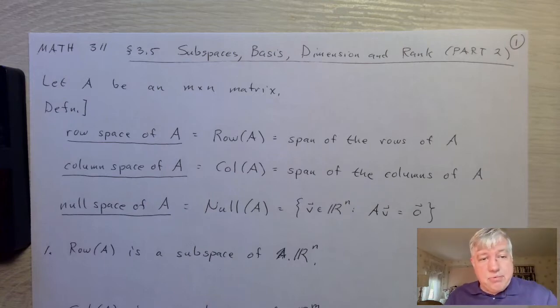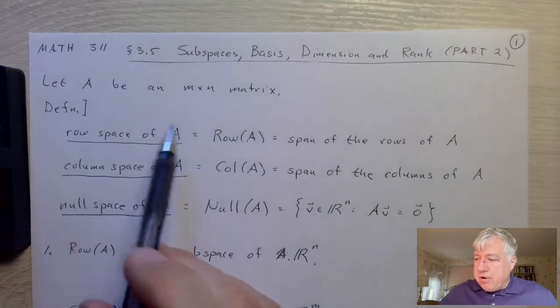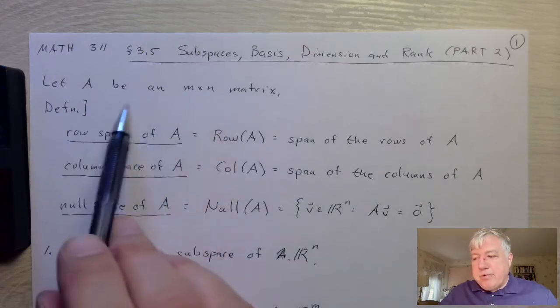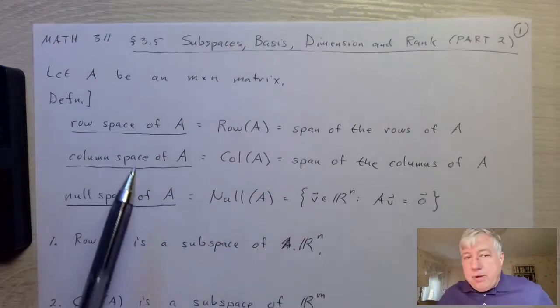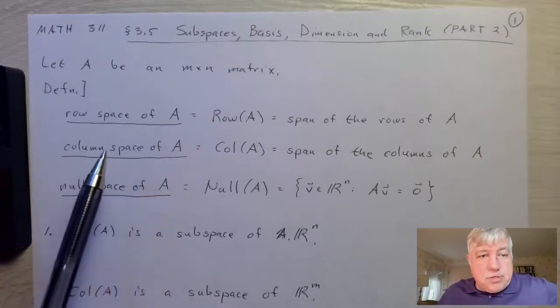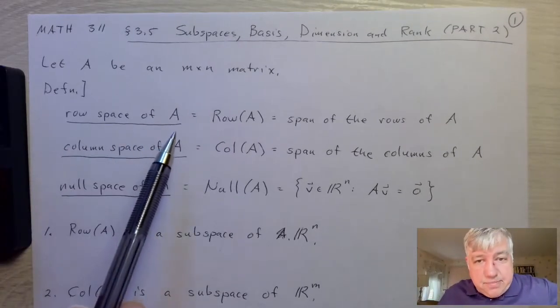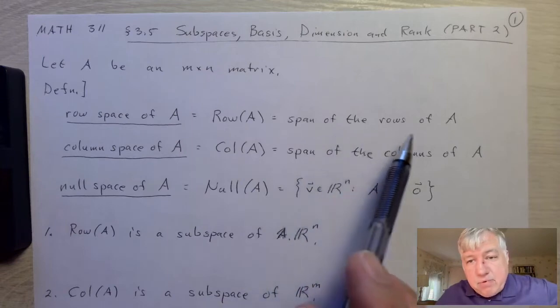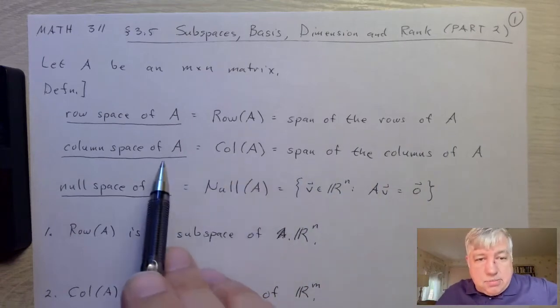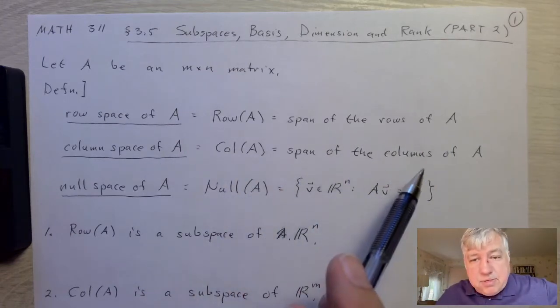In fact, there are at least three subspaces that are associated with any arbitrary m by n matrix A, and they're right here. The first is called the row space of A, and that's just the span of the rows of A. The column space of A is the span of the columns of A.